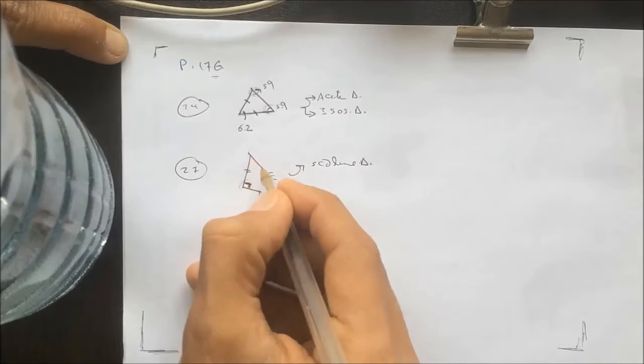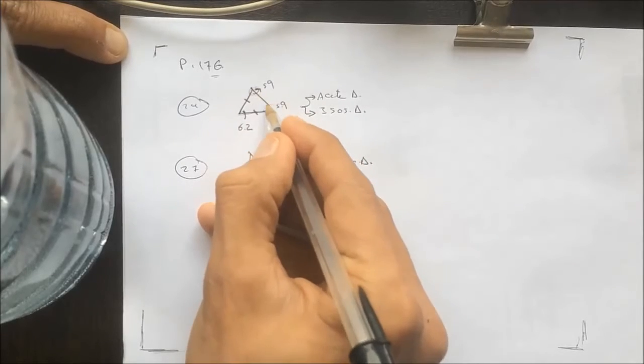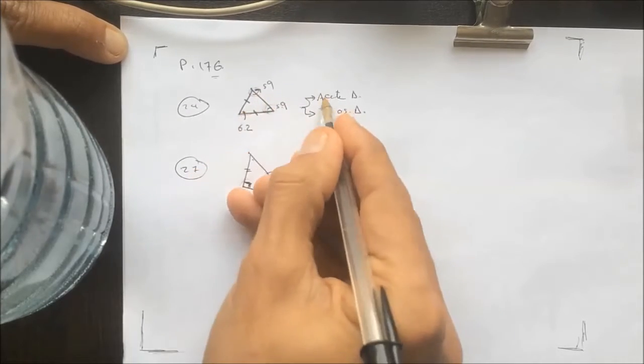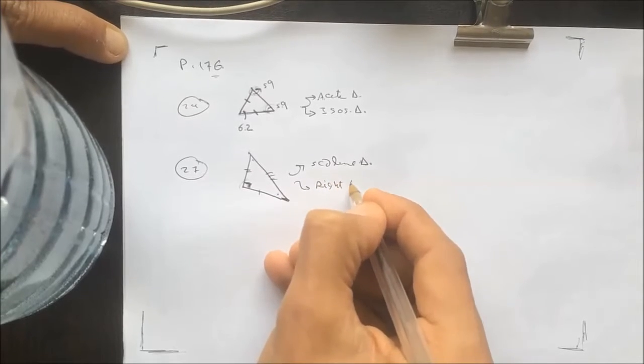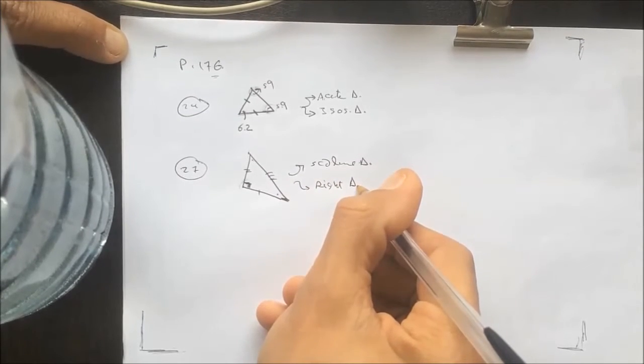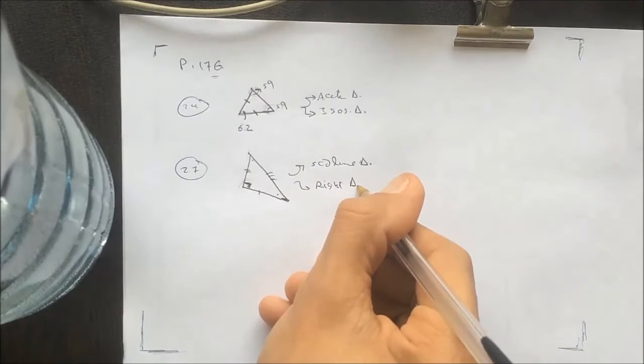And if you look at the other 2 angles, acute and acute, so in any triangle, at least there are 2 acute angles. If the third is acute, it's going to be acute. If the third is right, it's going to be a right angle triangle. If the third is obtuse, it's going to be an obtuse angle triangle. Okay, this is the type of question on page 176.